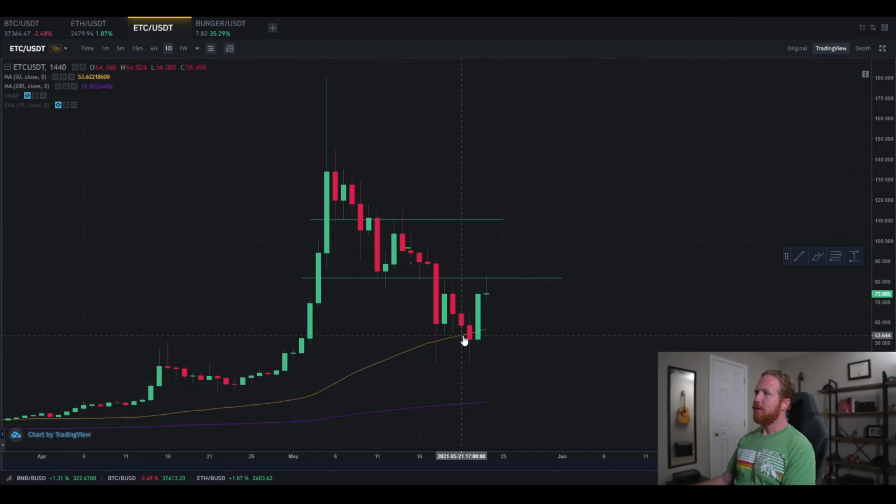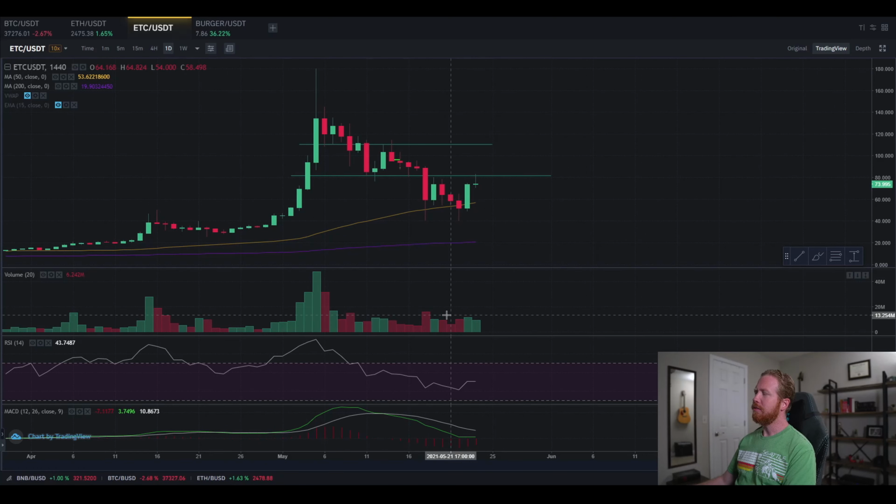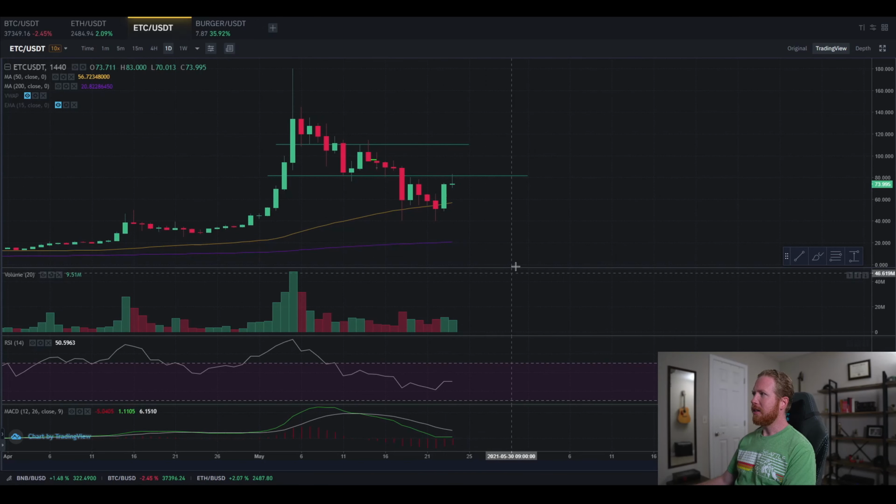Also note, the 50-day moving average did work as a support level, so we've definitely got that going for us, as well as the fact that the 200-day moving average is trailing behind, as it usually does. We won't see that impact the price for quite some time. Looking at the volume, no significant increase in volume. However, we do see some green volume bars here, and that's a good sign. We want to see that in order to get that bullish momentum getting back into Ethereum Classic.